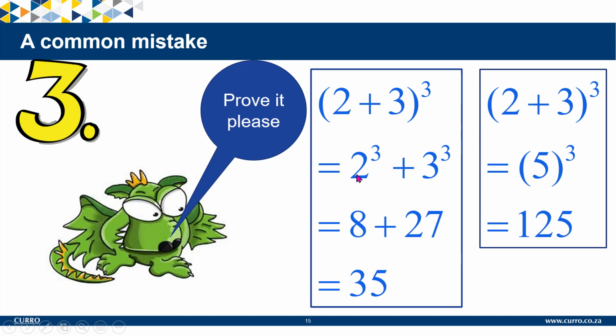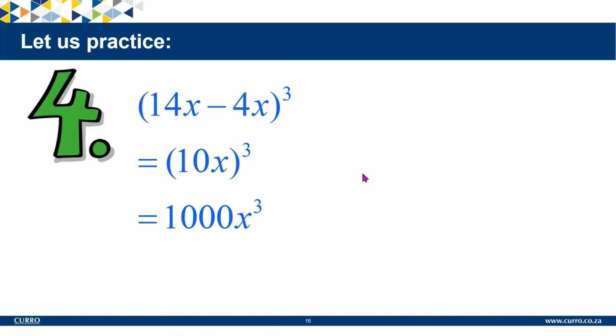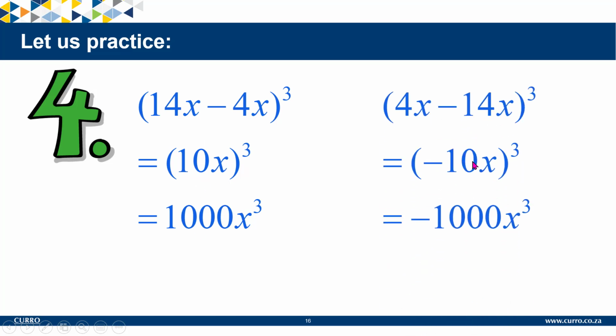Which one is wrong? Yes, the left side. So you cannot cube separate terms in a bracket. It must be one term. So there are 2 terms, so we have to first simplify the bracket before we can cube. This is 10x. If we cube it, remember to cube each number in the bracket because this is now multiplication. This is one term. So you then can cube each number separately. 1000x cubed.